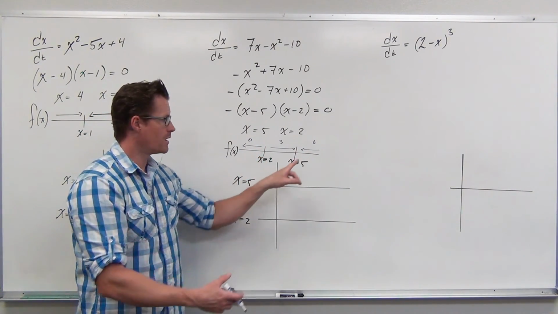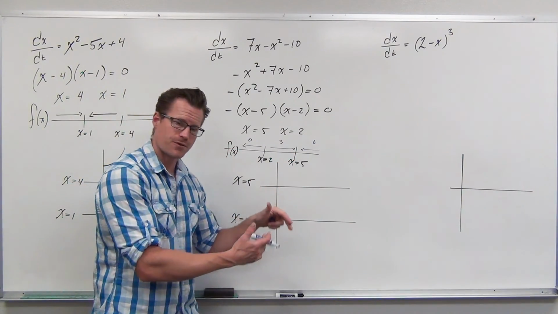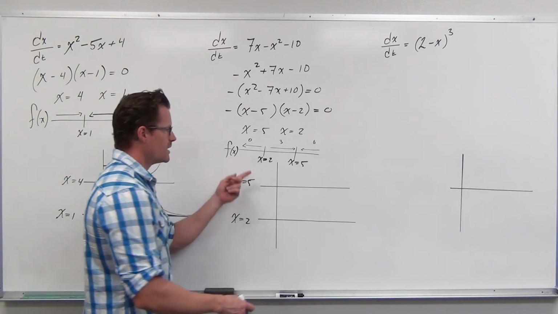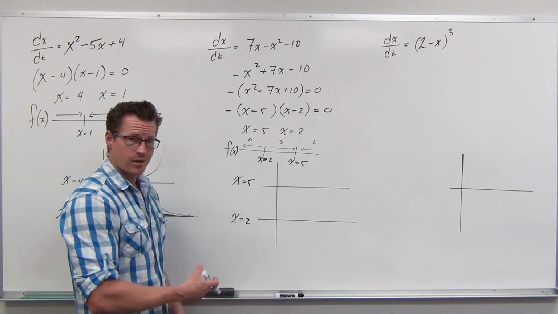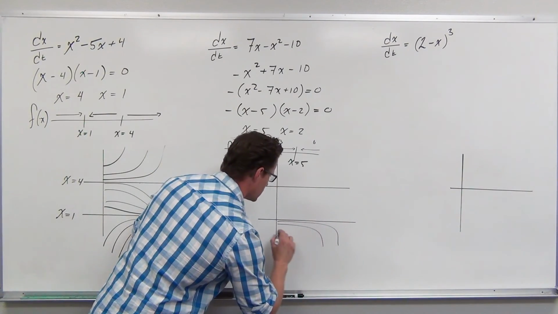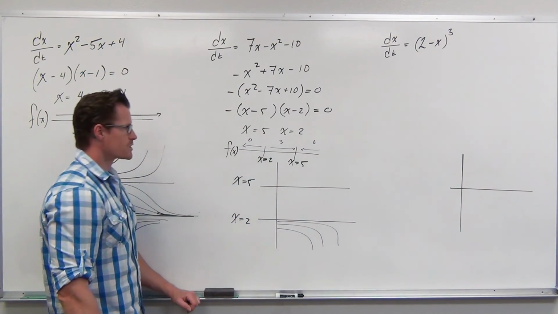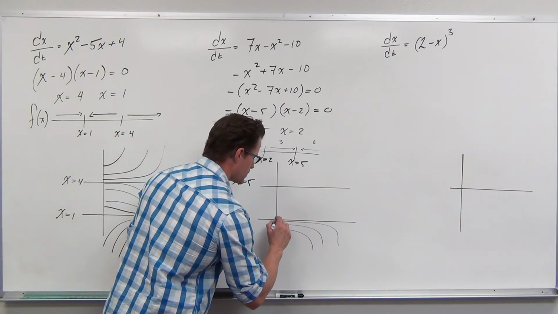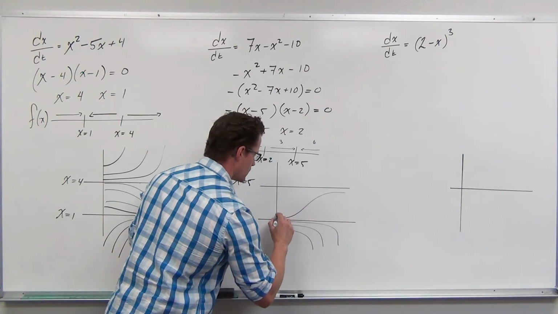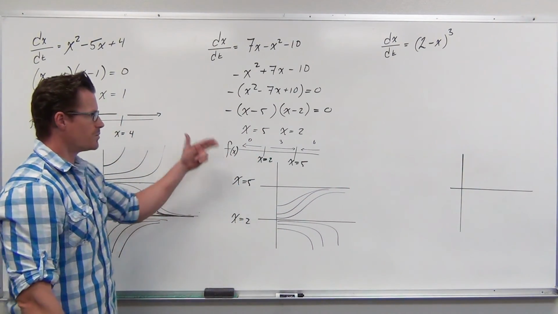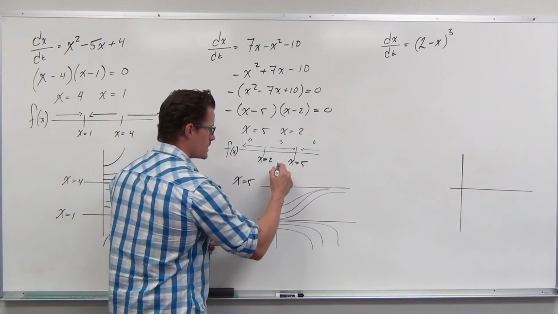This says that that is an unstable critical point. That's a spout. This is a stable critical point. That's a funnel. And what it's going to give us is this approximation of a general solution saying, hey, start below 2. What's going to happen? You're going to decrease. Start between 2 and 5. What's going to happen? You're going to increase. Start above 5, what's going to happen? You're going to decrease.